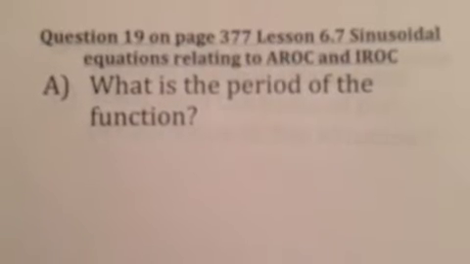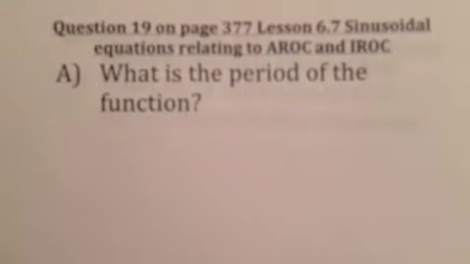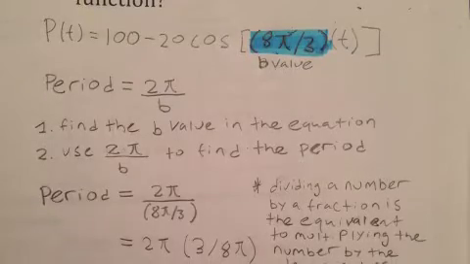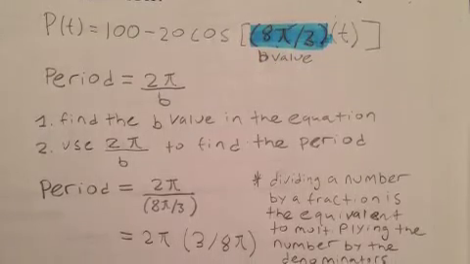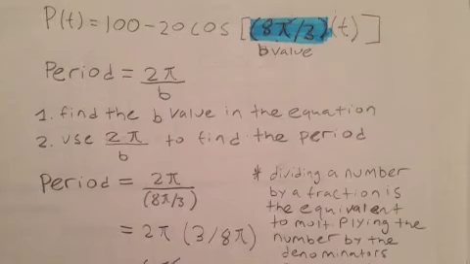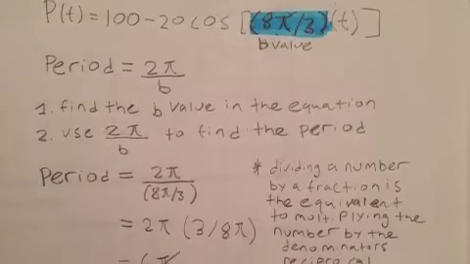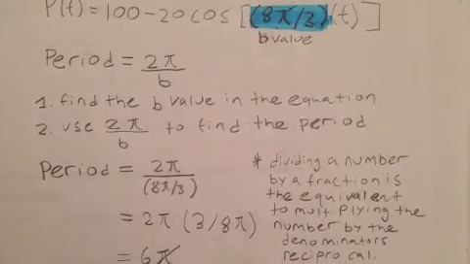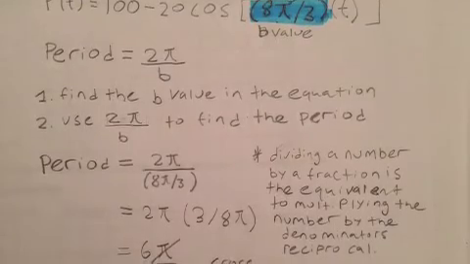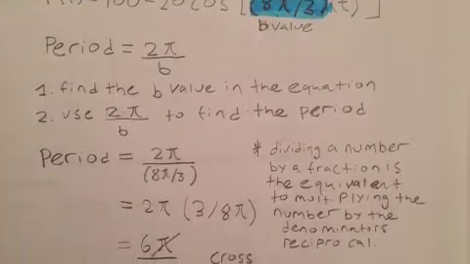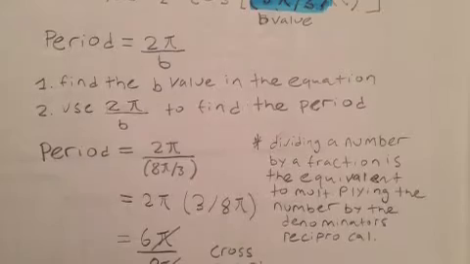Part A. What is the period of the function? To find the period of the function, you must first find the b value of the equation. In this case, it is 8 pi over 3. After finding the b value in the equation, you must divide 2 pi by the b value to find the period.